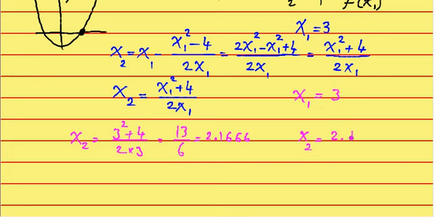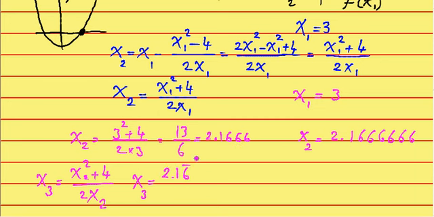x2 is 2.16666, and so on. Who is x3? x3 is going to be obtained from x2 the same way x2 was obtained from x1. That is, x3 is equal to x2 squared plus 4 over 2x2. So for x3, I have to take this number, 2.16, lots of 6's, square it, add 4 to it, divide by twice that number.